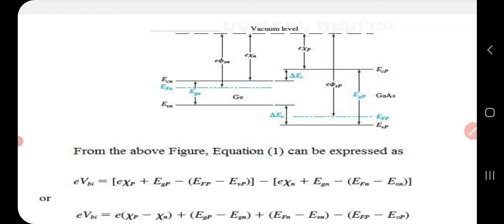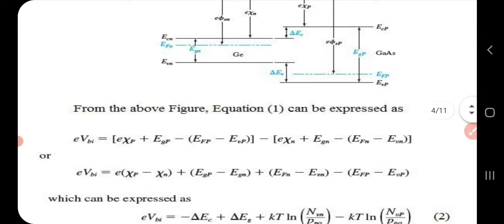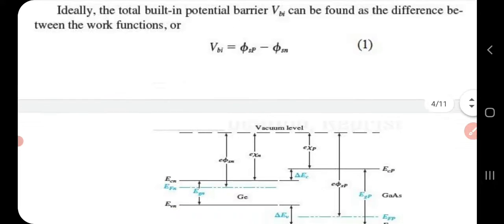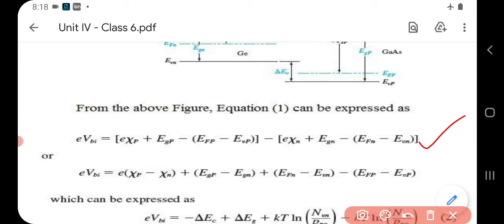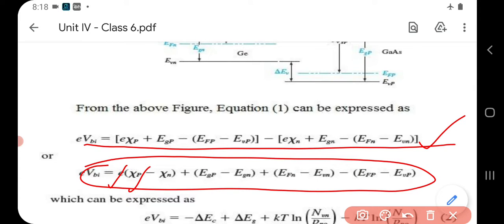So from this figure, our equation 1, that is the equation that includes the work function, can be expressed as this, that is, q VBI, charge of electron times the potential barrier VBI, is equal to this expression. If you want, you can just skip this equation and write this final equation. Okay, that is, charge of electron in brackets, electron affinity of P region minus electron affinity of N region, plus the difference between the band gaps, plus the difference between the Fermi levels, of the N region first, and then we are taking the P region.